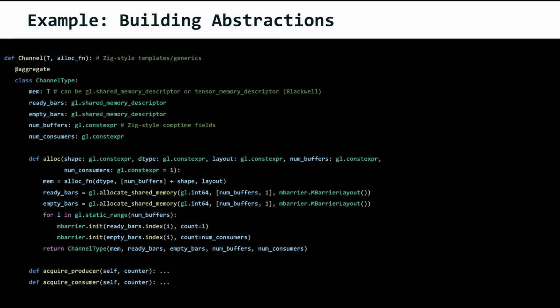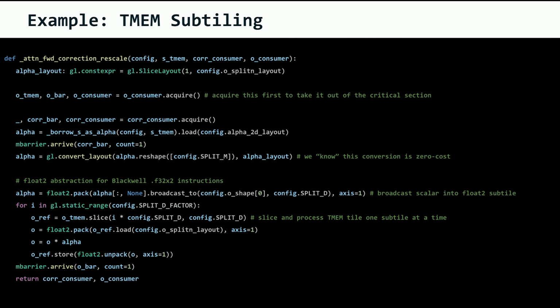So you can define a channel type, which can be either a shared memory channel or a tensor memory channel. And for those familiar with Cutlass, this is the pipeline struct that is basically a circular buffer, and it has mbarriers inside of it. So you have this generic channel abstraction, then you can use that to acquire. Here's the example of what the correction partition is doing, and all this correction partition is doing is loading your accumulator, multiplying it by the scale factor, and storing it back into tensor memory.